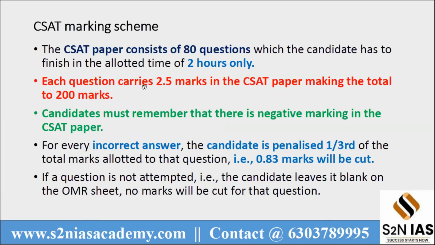So all of you know about the marking process. It will be 200 marks. Each question carries 2.5 marks if you give a correct answer. If you end up with a wrong answer, you will lose 0.83 marks. Altogether, if you put a wrong answer, you lose around 3.33 marks.